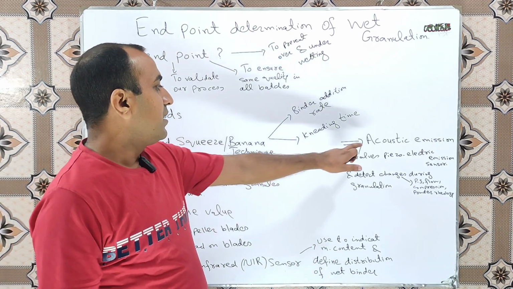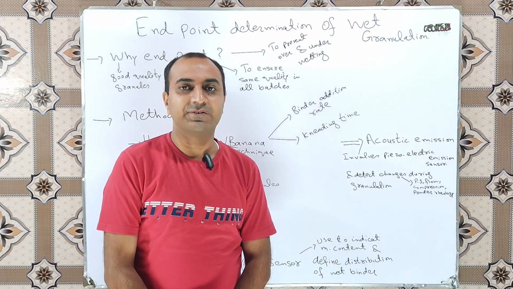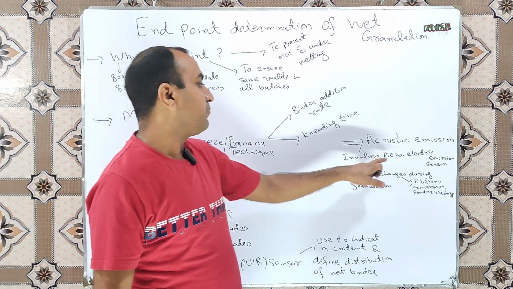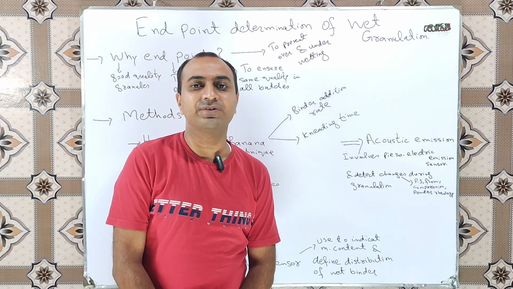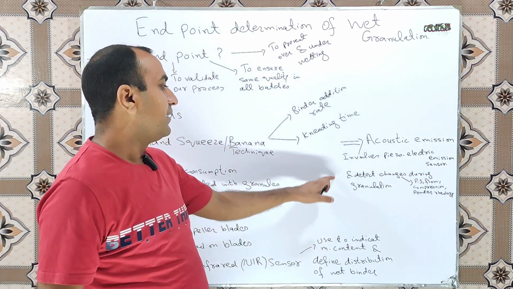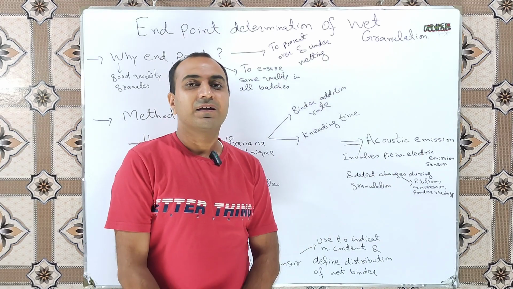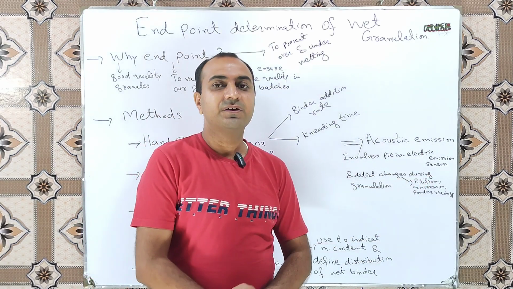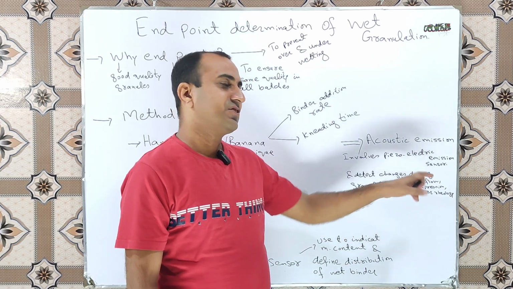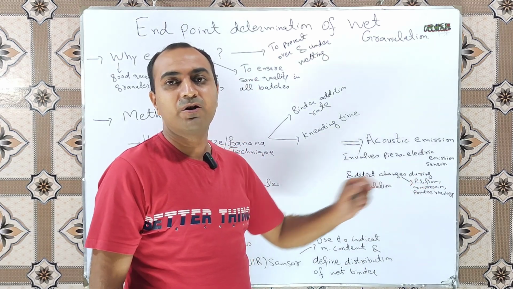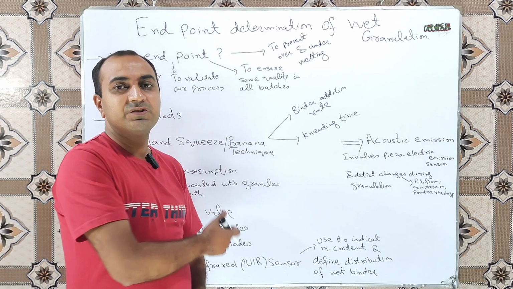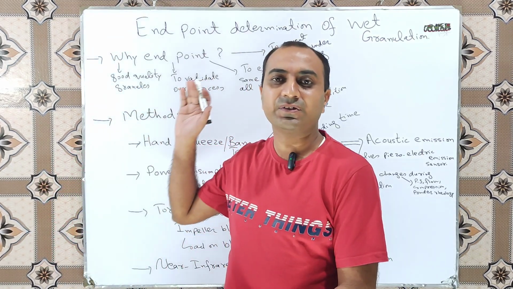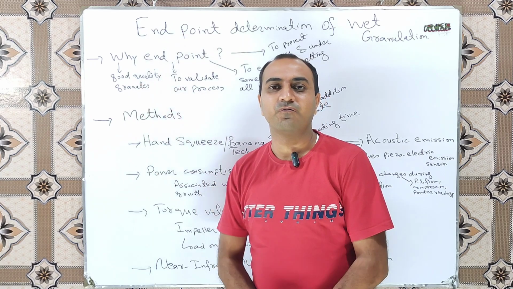Next is the acoustic emission sensor method. In the acoustic emission method, we have piezoelectric emission sensors installed, which basically detect changes during the granulation process. These changes are like particle size, flow properties, compression of the particles, and powder rheology. So by using these conventional and advanced techniques, we can easily determine the endpoint of wet granulation.